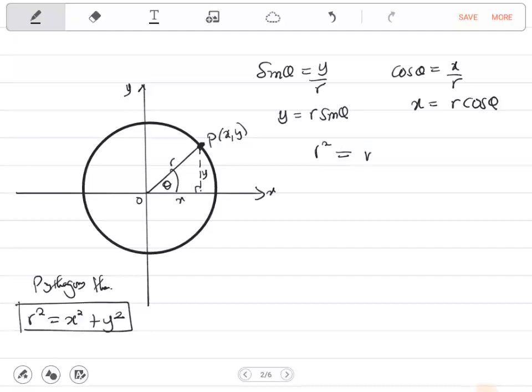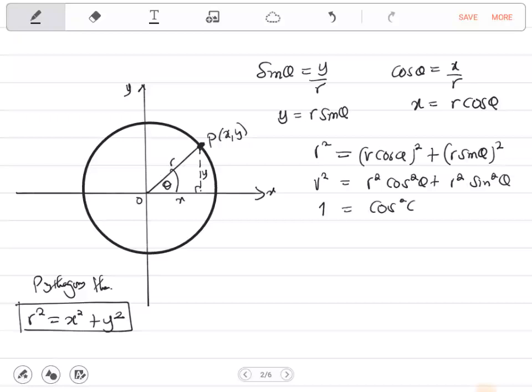X here is r cos theta, and y is r sine theta. So let's now expand this. We have r squared equal to r squared cos squared theta plus r squared sine squared theta. Let's divide r squared throughout. I'll get 1 there, I'll get cos squared theta, I'll get sine squared theta.